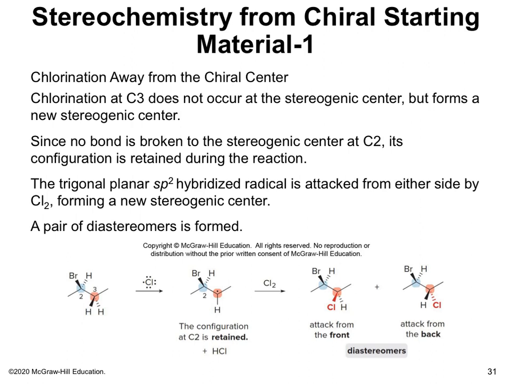Now, what if it's next door? So if you were to generate the free radical here, next door, the chlorine is going to add from the top and from the bottom. And now you're going to get diastereomers because you have two stereocenters and they are not mirror images of each other.